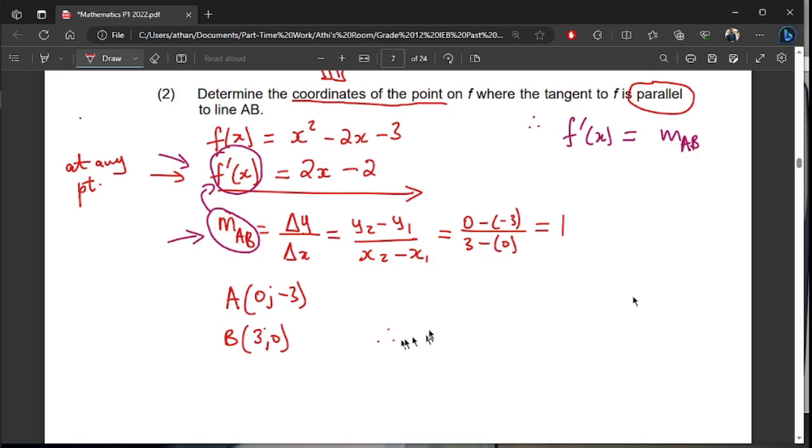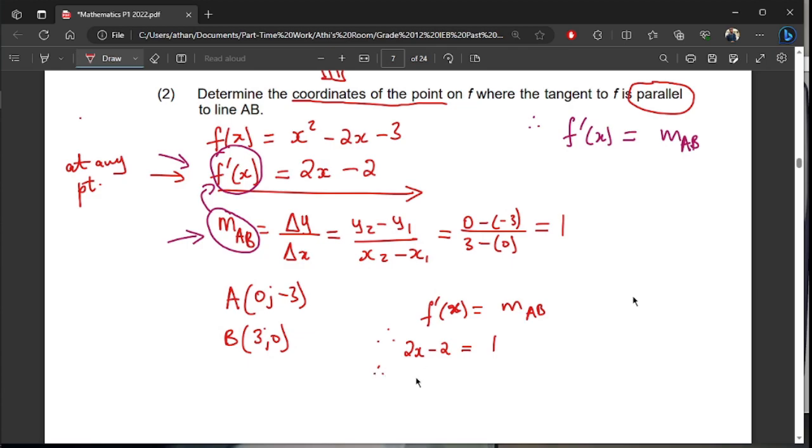Now I said we are going to take the derivative of f of x and make it equal to the gradient of AB. The reason is that parallel lines have the same gradient, and the derivative of f of x is the gradient of the graph at any point. So the derivative, we solved it to be 2x minus 2. This is equal to 1.